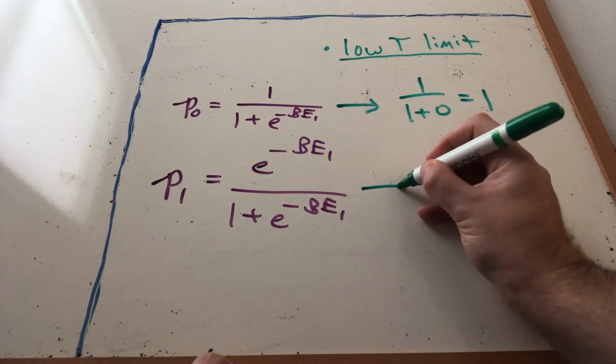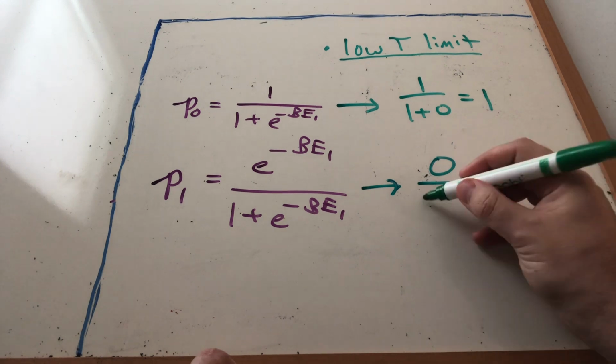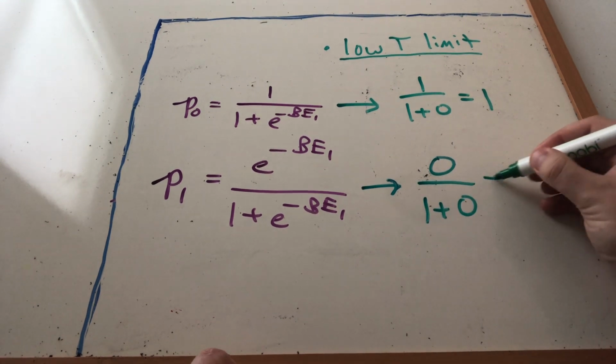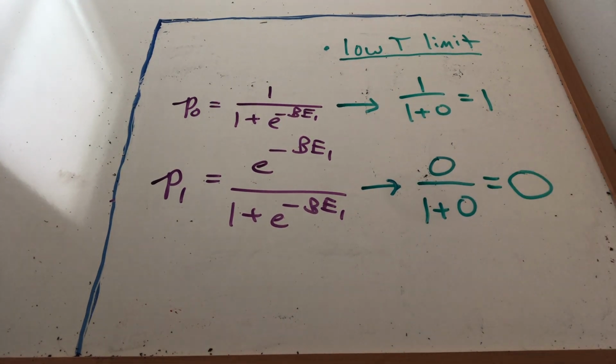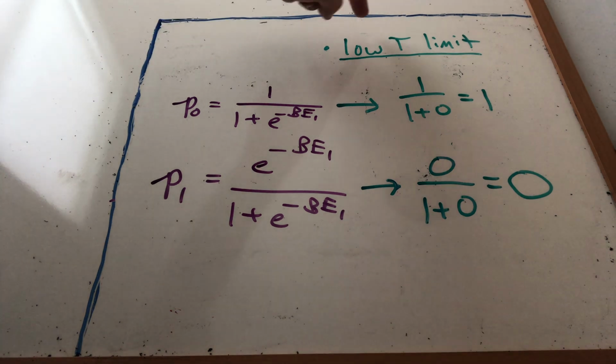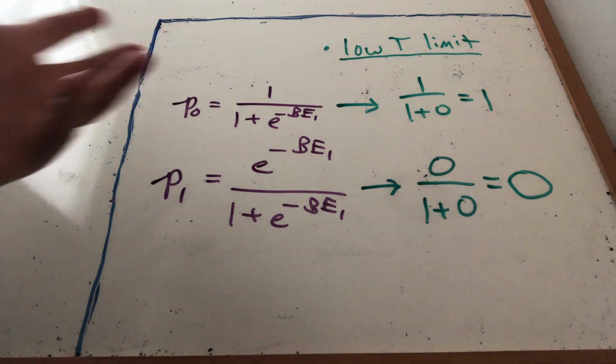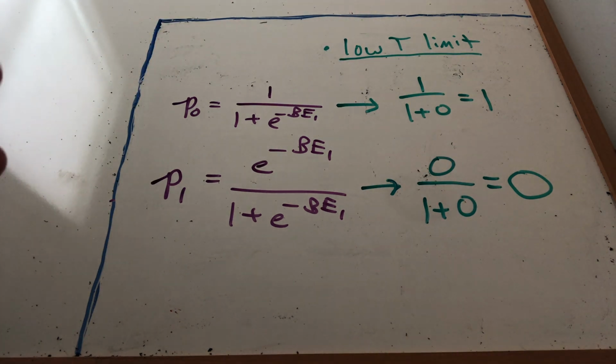What does P1 start to look like? It looks like 0 over 1 plus 0. It starts to look like 0. Now, why does this make sense as a result? Remember, this is all about temperature making states available, and the amount of thermal energy that results in a distribution of systems to different states.